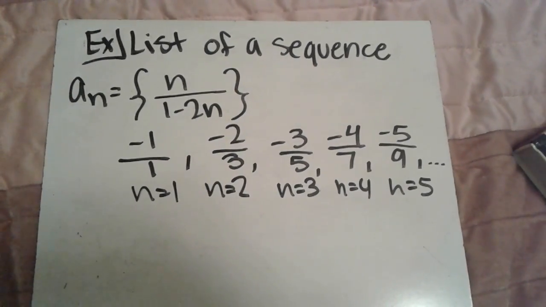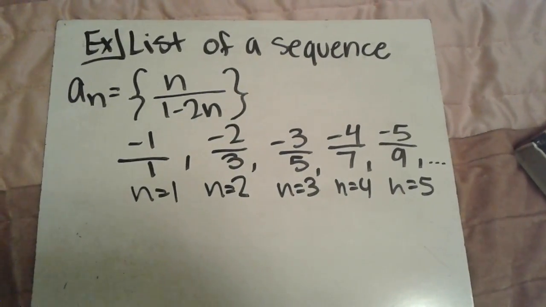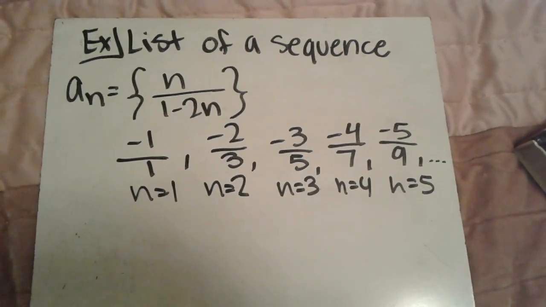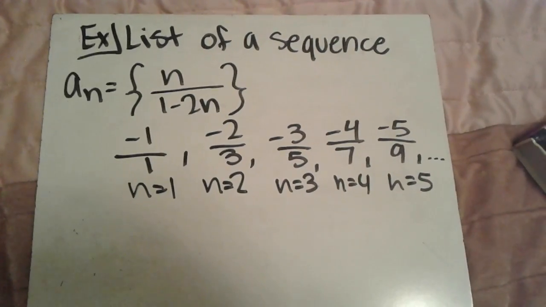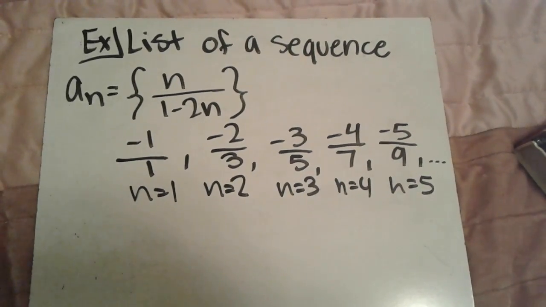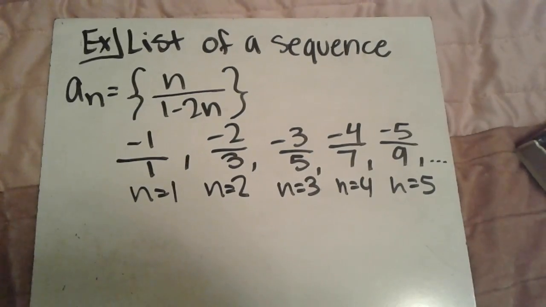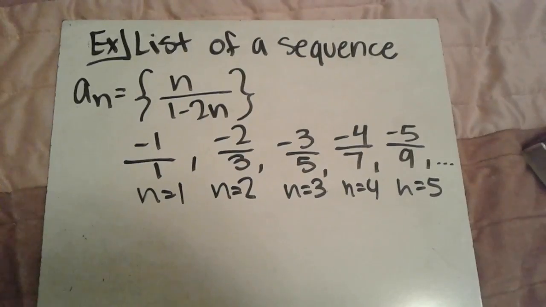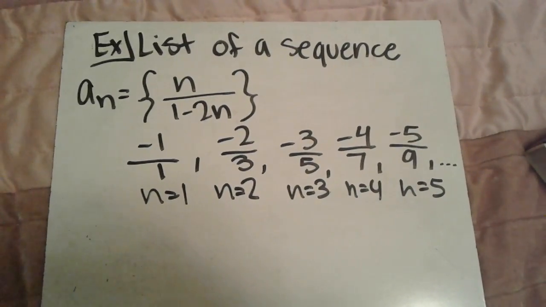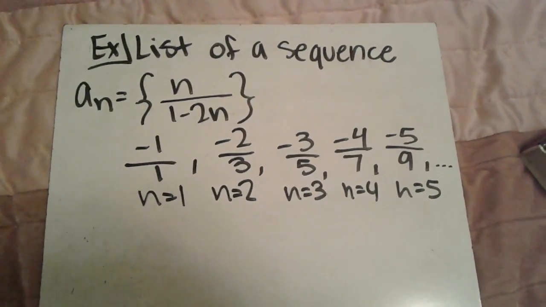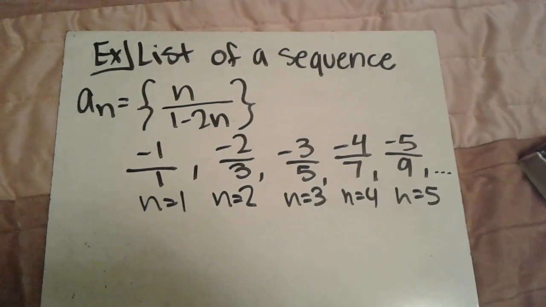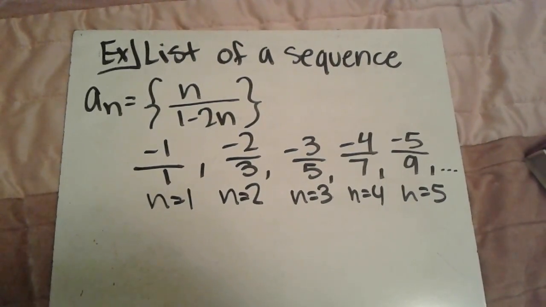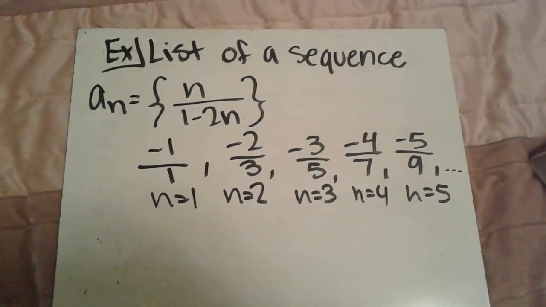So if a of n equals n over 1 minus 2n, when you plug in n equals 1, you get negative 1 on top over 1, because when you plug in 1, it'd be 1 as n over 1 minus 2 parentheses 1. The bottom denominator would be 1 minus 2, which creates a negative 1. You could bring the negative up to the negative 1, so altogether it'd be a negative 1. And it continues on as you plug in n equals 2, n equals 3, n equals 4, and n equals 5, creating the numbers listed below.